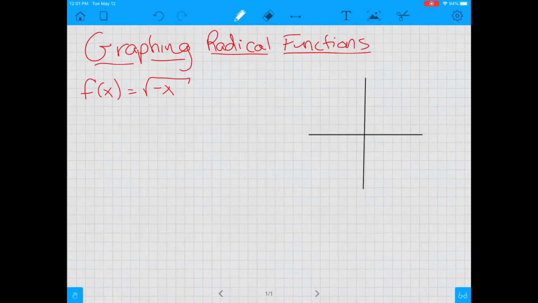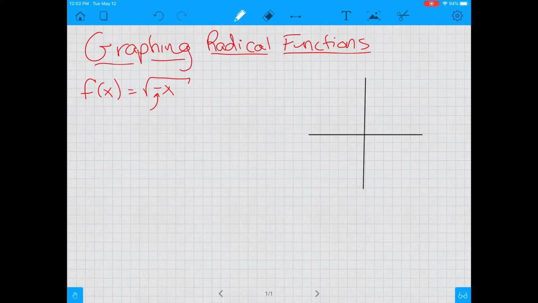So, what I wanted to do today was make a short video for you. Last time we talked about graphing square root functions. Today, we're also still going to talk about graphing square root functions. However, we're going to talk about it in the context of what if there's a negative on the inside there, and how does that affect what our picture looks like?